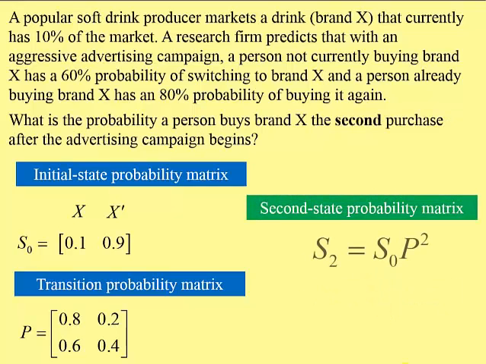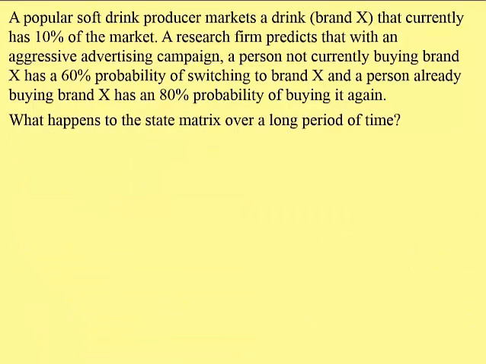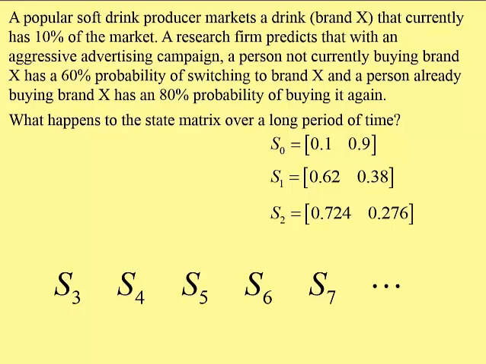and we can find the second state matrix by multiplying the initial state matrix times the square of the transition matrix. And we can find any future ones the same way. In fact, that's what we're going to do. What about over a long period of time? These are the ones that we just did.